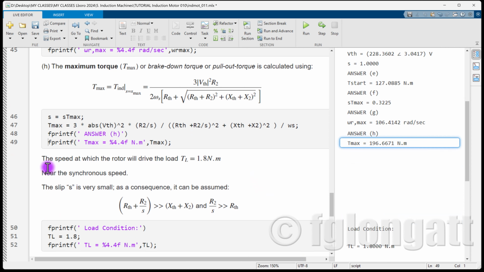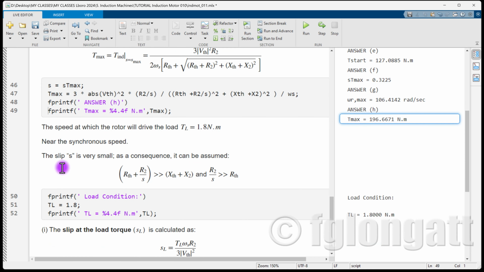The final part of this solution is basically we are given a mechanical load, and this mechanical load is represented using torque, in this case 1.8 Newton meters. So this is a very small load because if you consider the maximum torque here is 197, we are talking about around 1% or 2% of the maximum torque. So we can do something quite simple.